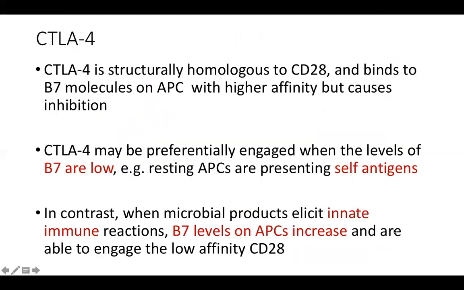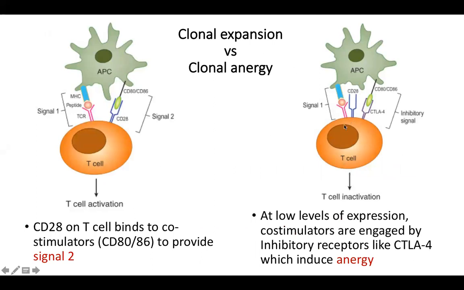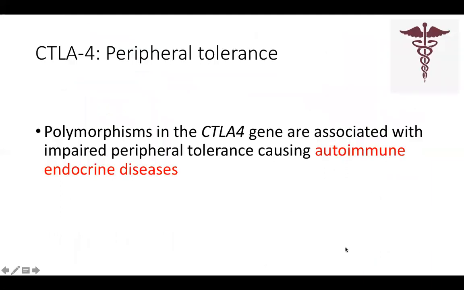So CTLA4 is preferentially engaged when levels of B7 are low. Example, resting APCs. In the resting state, the antigen presenting cell's B7 is very low. So that is the case when they are presenting self antigens. In contrast, when a microbe comes from outside, it will first activate the innate system too. Like SARS coronavirus, it will first activate the innate system. That will increase B7 and so on. So these B7 on the APCs increase and now they are able to engage CD28. Now they will be active. So here T cell activation will happen, but when presenting self antigens, the innate response has not happened. So there is no innate response. So there is T cell inactivation.